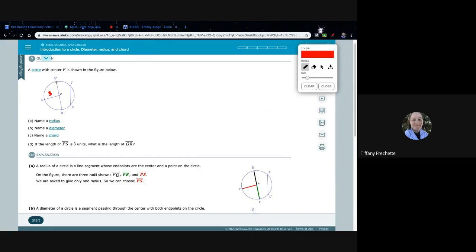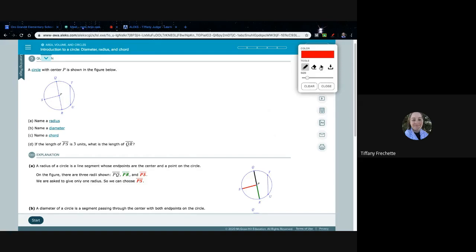Now that we've covered our three definitions, if the length of PS is 3 units, what is the length of QR? Remember, center to side, center to side, center to side. These are all radii. Once you know one radius of a circle, they're all the same for that circle. That's part of the point of a circle: all the points on the circle are the same distance from the center point. So if both of these are 3, together they would be 6.